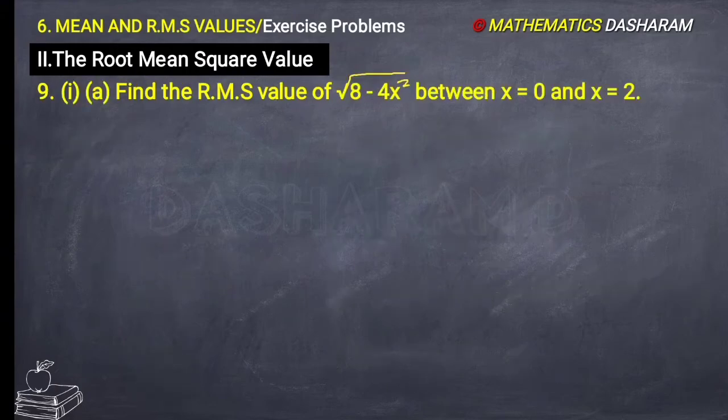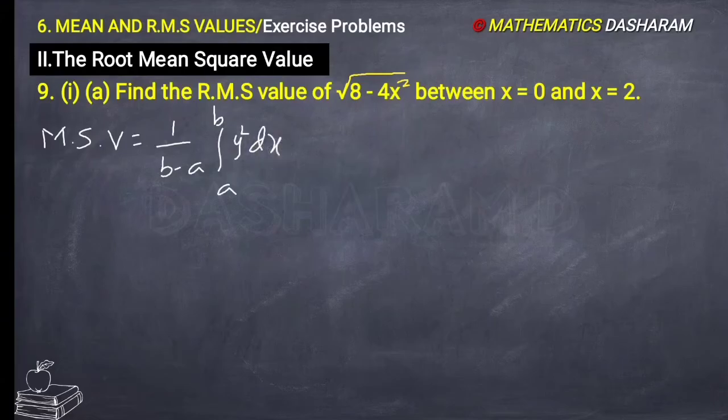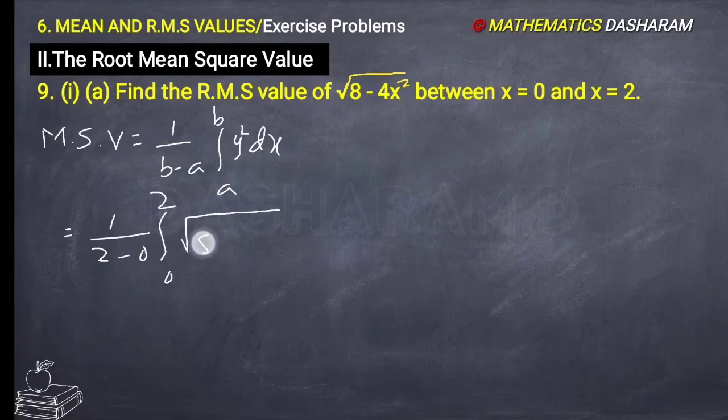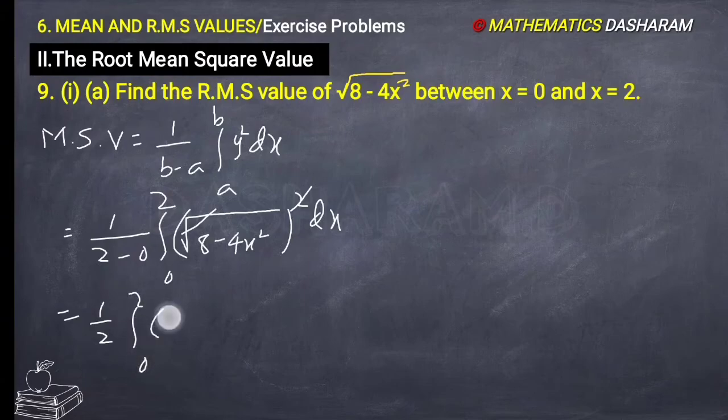Ninth question, first one, find the RMS value of under root 8 minus 4x square between x equals 0 and x equals 2. Let's find out the MSV value first of all, that is 1 by b minus a integration a to b y square dx. So it is equal to 1 by b value 2 and a value is 0, integration 0 to 2. This is the y value, but here y square is there, so under root 8 minus 4x square whole square dx. Then square root cancels, 1 by 2 integration 0 to 2 of 8 minus 4x square dx.